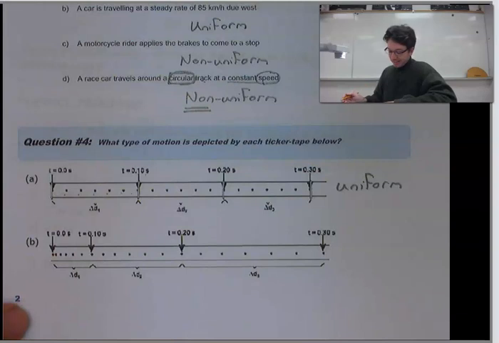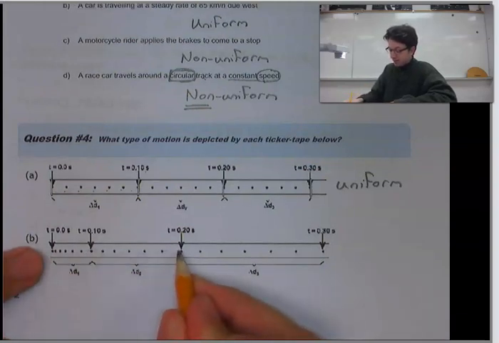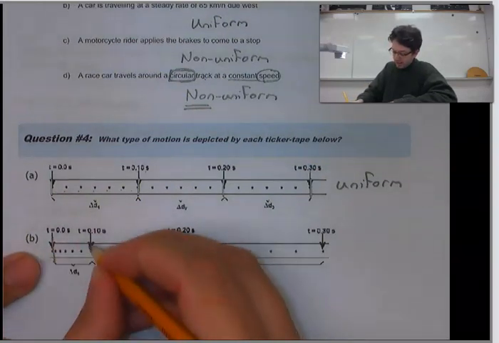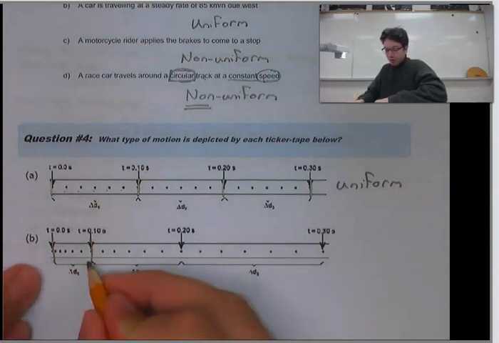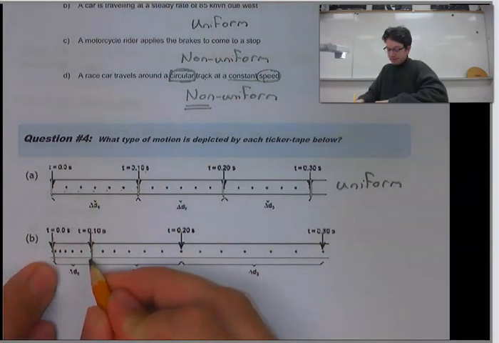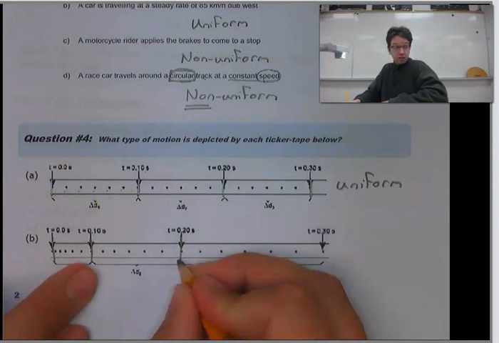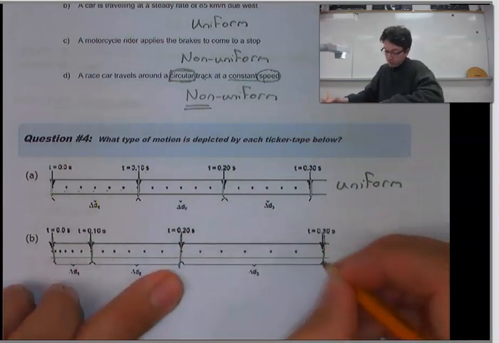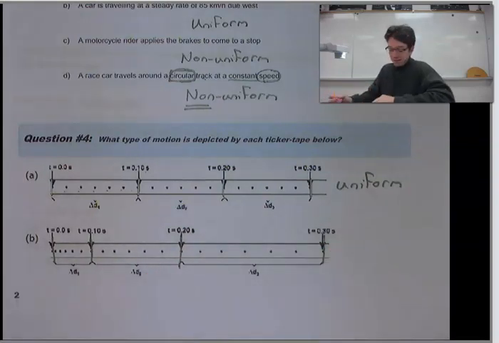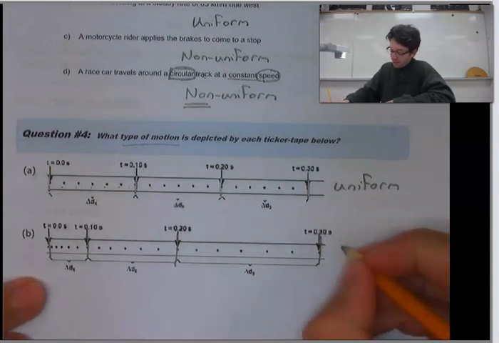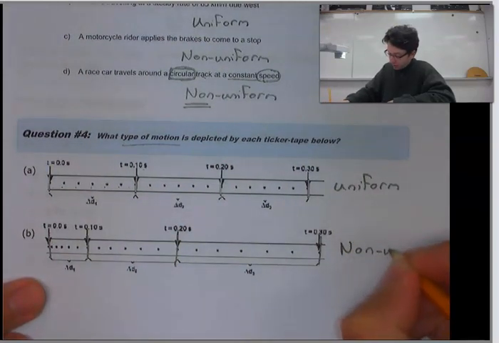However, in the next case, again 6 dots, 6 dots, 6 dots, in the first 0.1 seconds, that's the distance covered, and then a lot more, and then even more so. So we'd say the speed is increasing. If the speed is increasing, and we're asked what type of motion it is, we would say it's non-uniform motion.